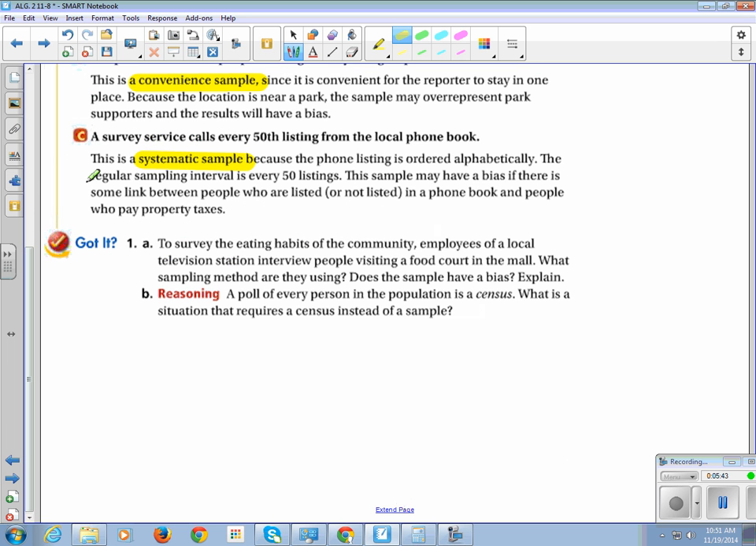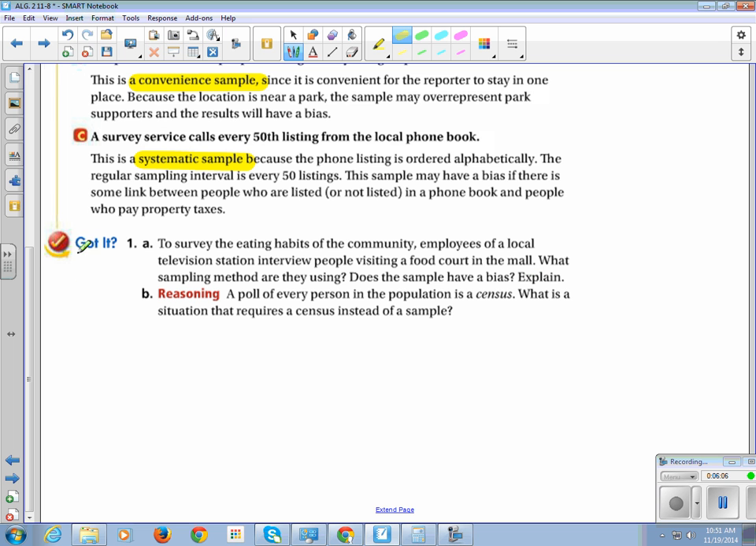Okay, so let's look at this to see if we can identify how the survey rolls out. So our goal is to survey the eating habits of the community. Employees of a local television station interview people visiting a food court in the mall. What sampling method are they using? Does the sample have bias?